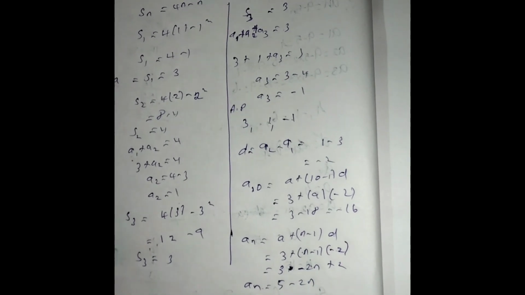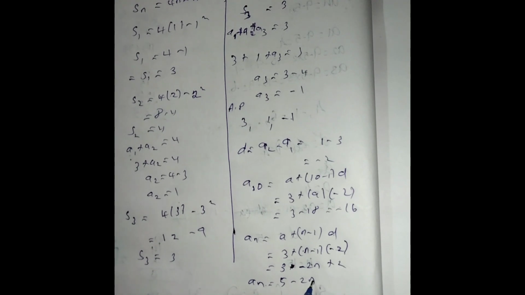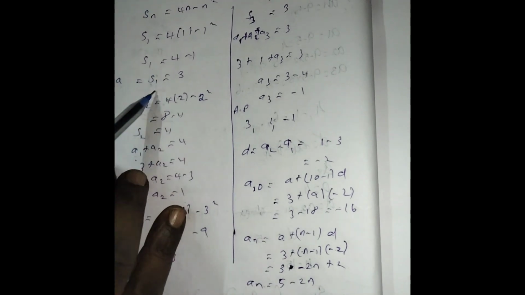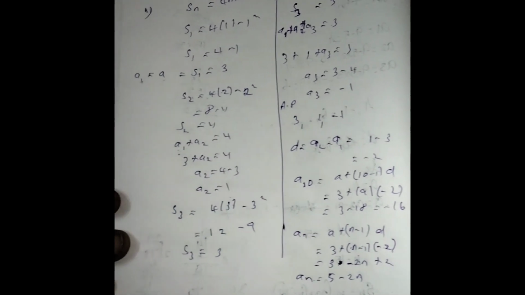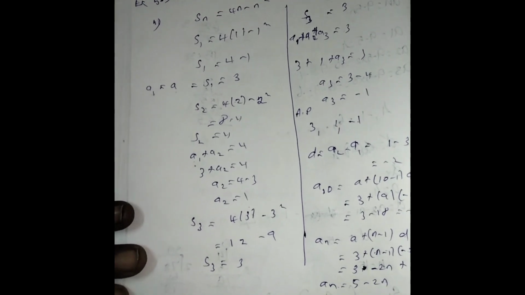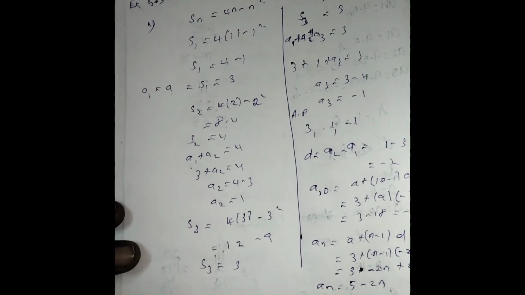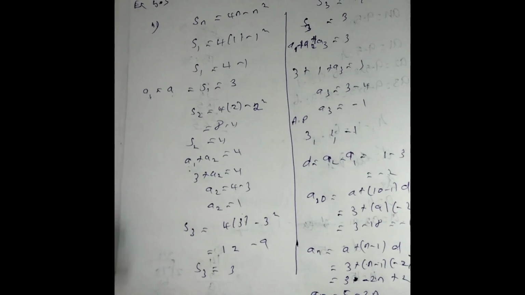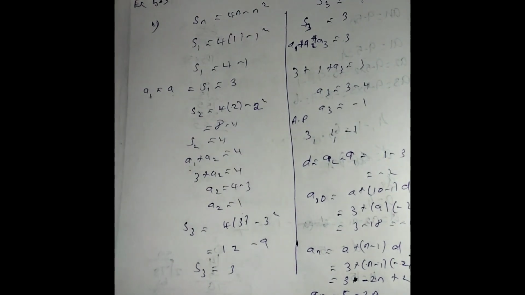If you want to recheck, substitute n equal to 1. So 2 into 1, 2 will come. So 5 minus 2, 3 will come. We are able to get the value of S1 or A1 equal to 3. So this is the way to find the value of the required terms.